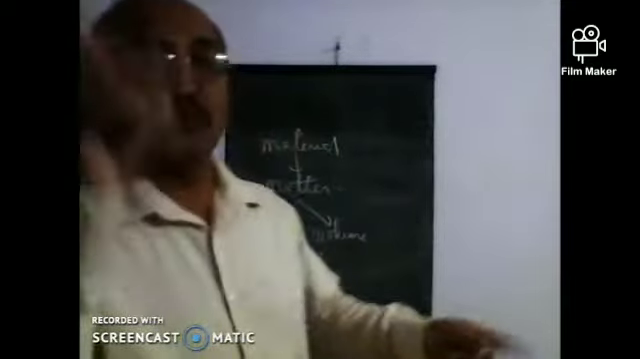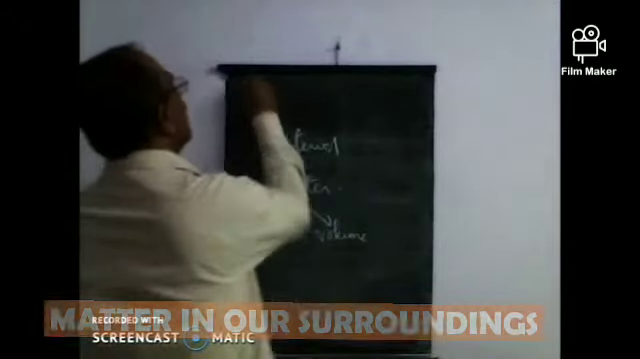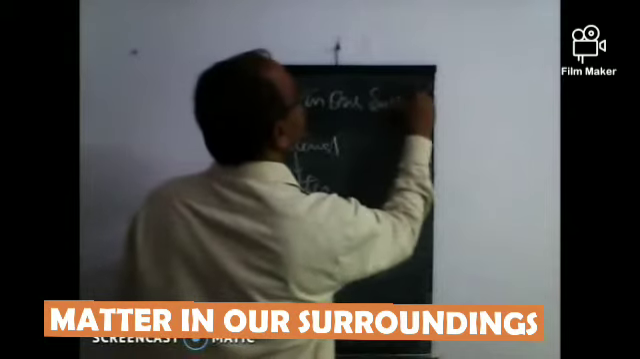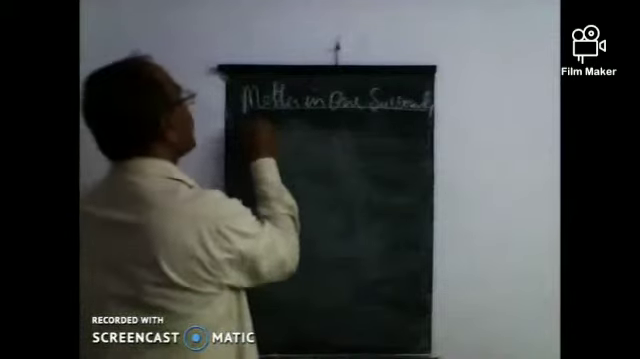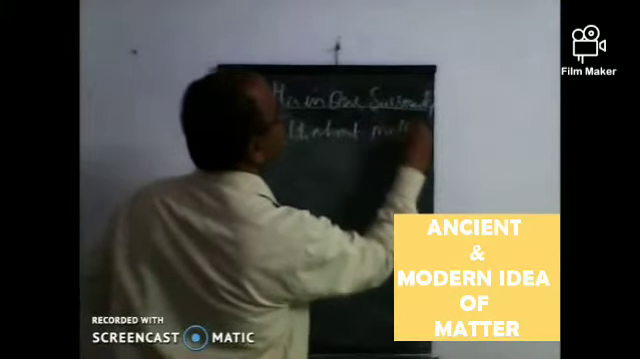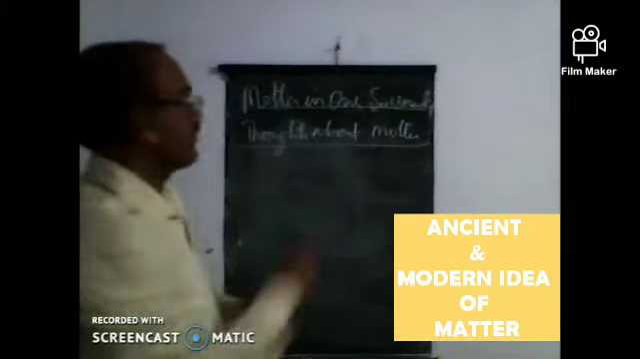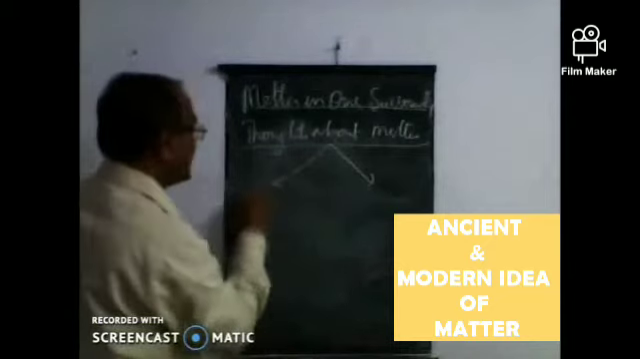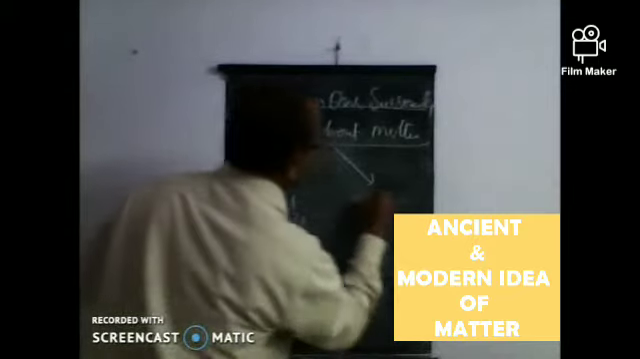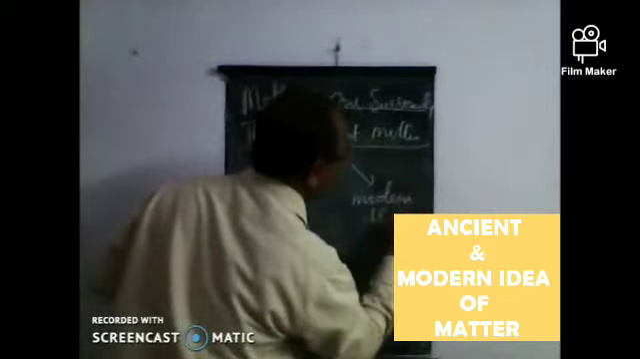That's correct. So today we are going to talk about matter in our surroundings. Matter in our surroundings. That's the thing that we are going to learn today. Now we talk about the thoughts about matter. So what are the different thoughts about matter? Ancient thought and modern thought about matter.